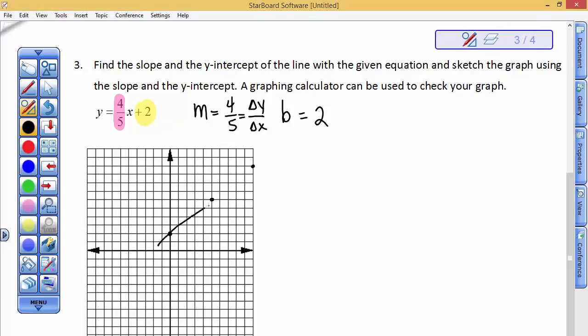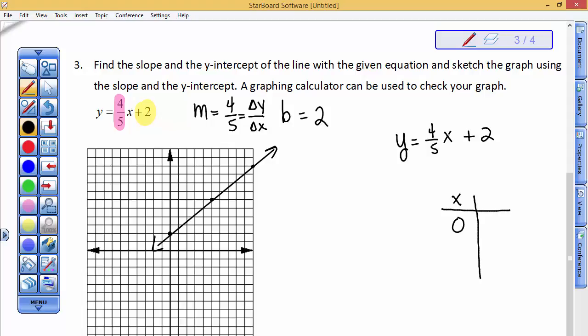Here's something I'm going to do. I want to take you back to using a table of values. Another way that we've learned to graph is, for something like this, we pick values for x and substitute those in. So say we put in a 0 for x in this equation. 4/5 times 0 is nothing, and you add 2 to it and you get 2. Hey, that's the y-intercept, that 0, 2. If I picked a 5 for x, I'd go 4/5 times 5, and 4/5 times 5 gives me 4, and 4 plus 2 gives me 6.